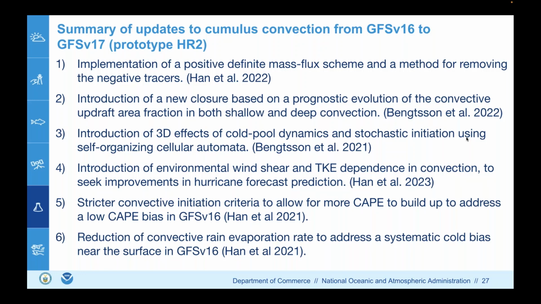The next update is the introduction of a new cumulus closure. This is based on a prognostic evolution of the convective uplift area fraction, and this new closure is introduced both to the shallow and deep convection scheme. The motivation for this work is that the SAS scheme is based on ideas that really took place when we have convection on really, really large grid boxes and very long time steps. So you can assume that convection is in statistical equilibrium with the large scale flow, and the time step is large enough that the convection occurs within a time step.